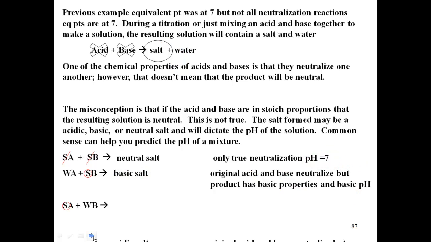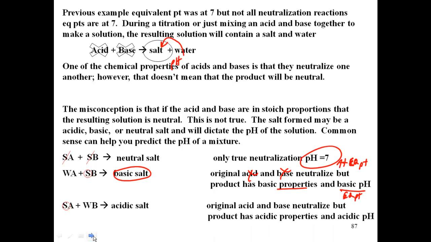Acidic salt. Once again, acid and base components are canceled. However, I'm making acidic salt, so I have acidic pH. So then my equivalence point will be some acidic pH, less than 7. Okay, so we expect the equivalence point to be less than 7. We expect it to be greater than 7 for our basic salt.